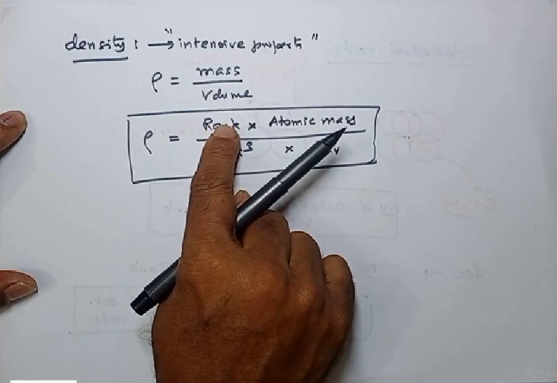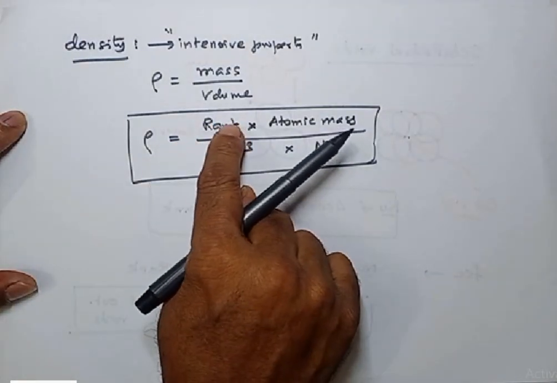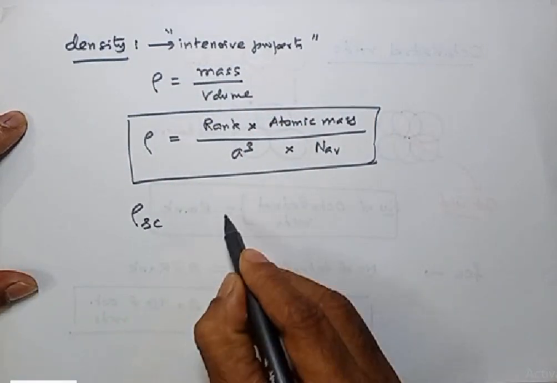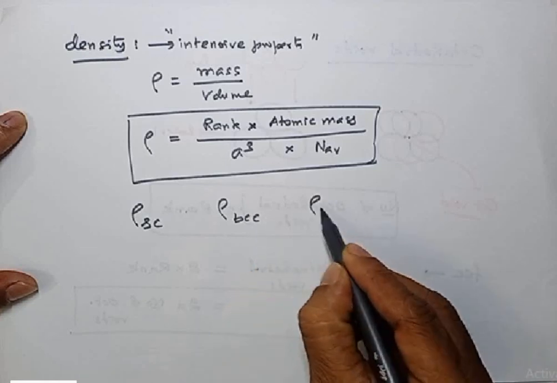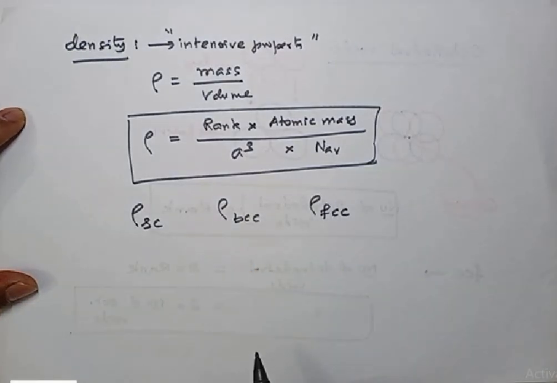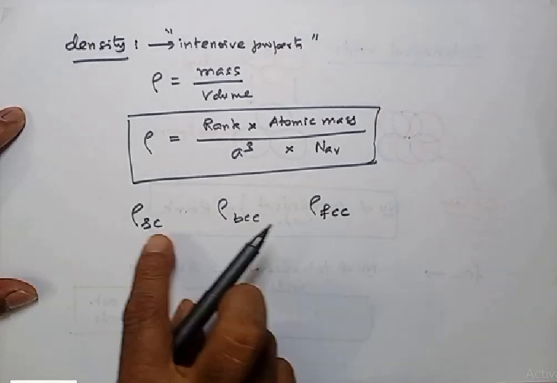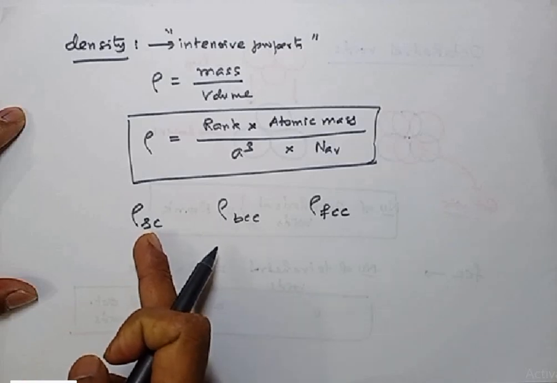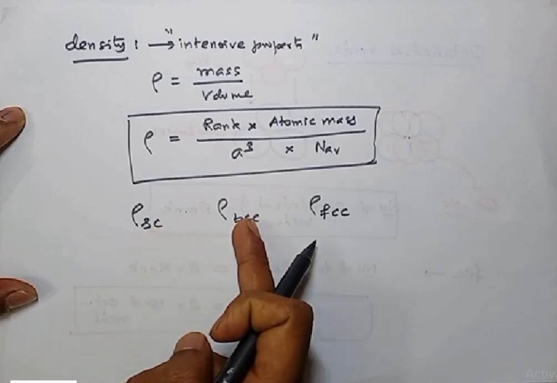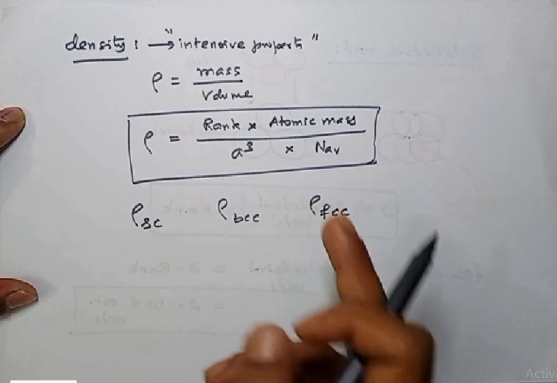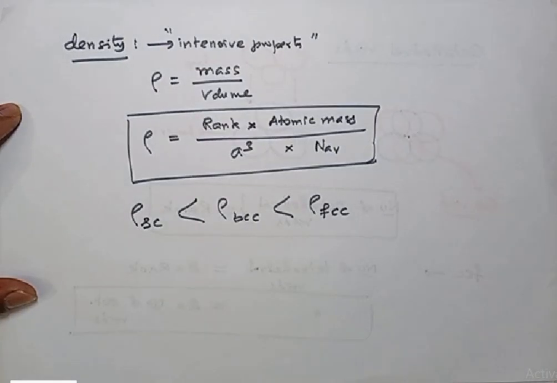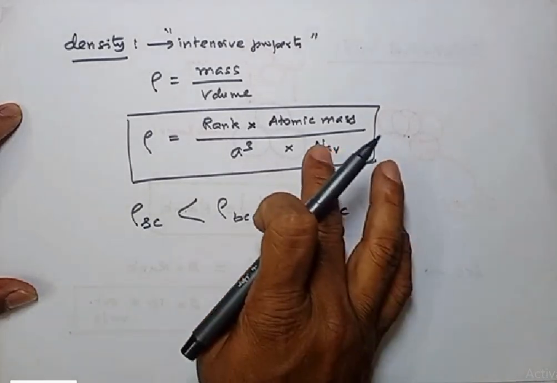Density depends on rank. As rank increases, density also increases. Therefore, if you compare the density of simple cubic, BCC and FCC: simple cubic rank is 1, BCC rank is 2, FCC rank is 4. As rank increases, density will increase. This is a general idea, keeping other things constant.